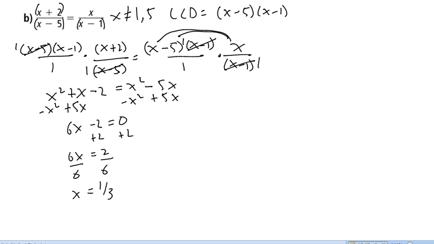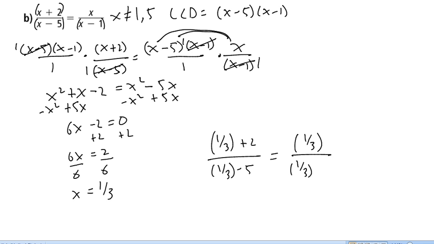Let's fire that into the original, make sure it makes it true. So we get 1/3 plus 2 over 1/3 minus 5 should equal 1/3 over 1/3 minus 1. Fire that into the calculator and you should get negative 0.5 equals negative 0.5.